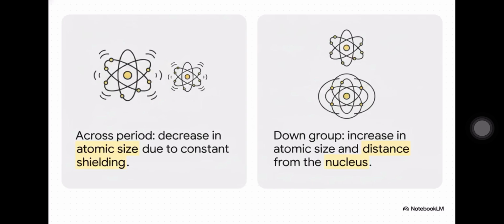Conversely, as you move down a group, the atomic size increases because you are adding entirely new electron shells. This drastically increases the physical distance from the nucleus to that outermost valence electron. And the further away the electron is, the weaker the nuclear attraction, making it a much easier target to steal.